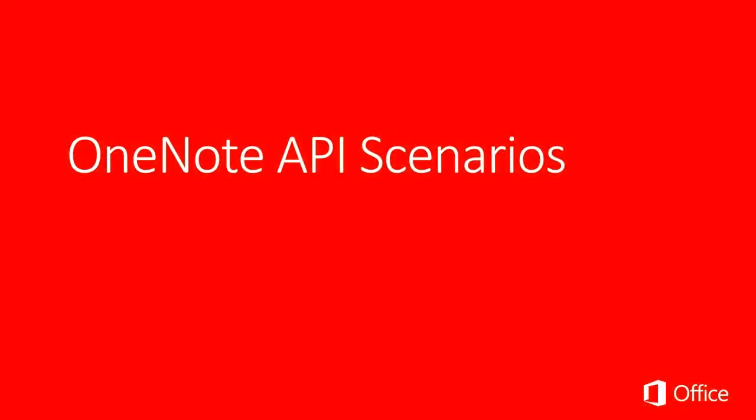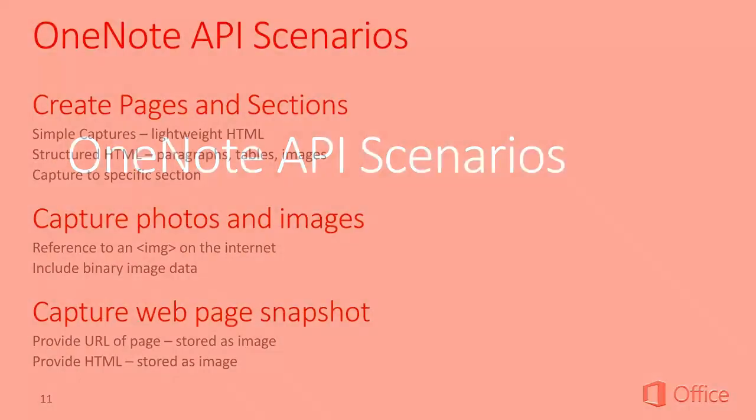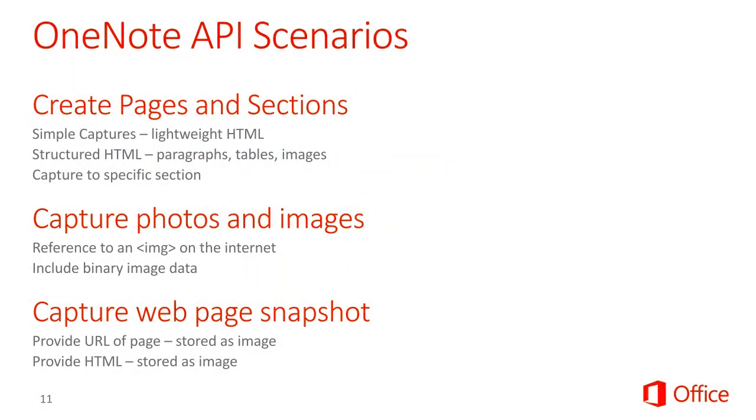Let's look at some sample scenarios for working with OneNote. Some sample API scenarios would be creating pages and sections, maybe simple captures for lightweight HTML, and structured HTML for using paragraphs and tables and images. We can also capture photos and images referencing an image on the internet, or including the binary image data right inside of OneNote. We can also capture web pages as a snapshot, providing a URL of a page stored as an image, or providing HTML stored as an image.